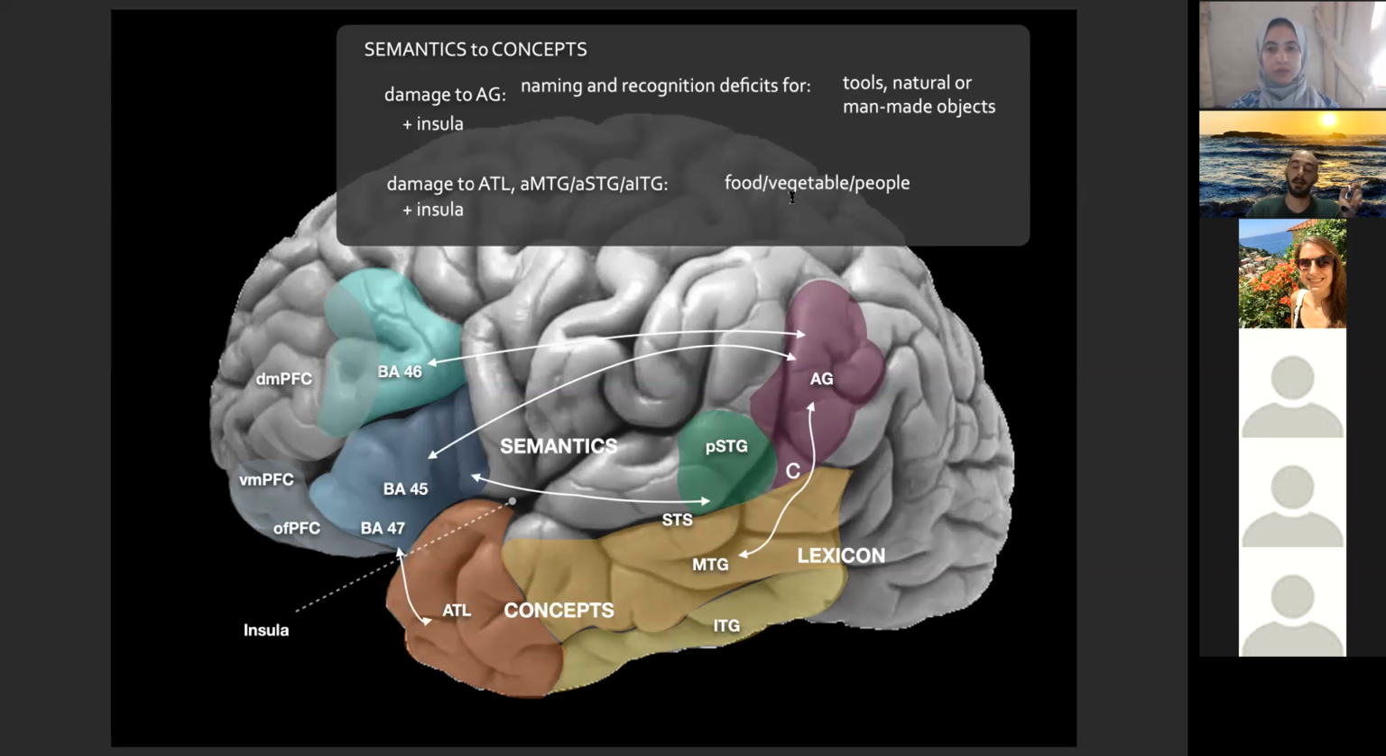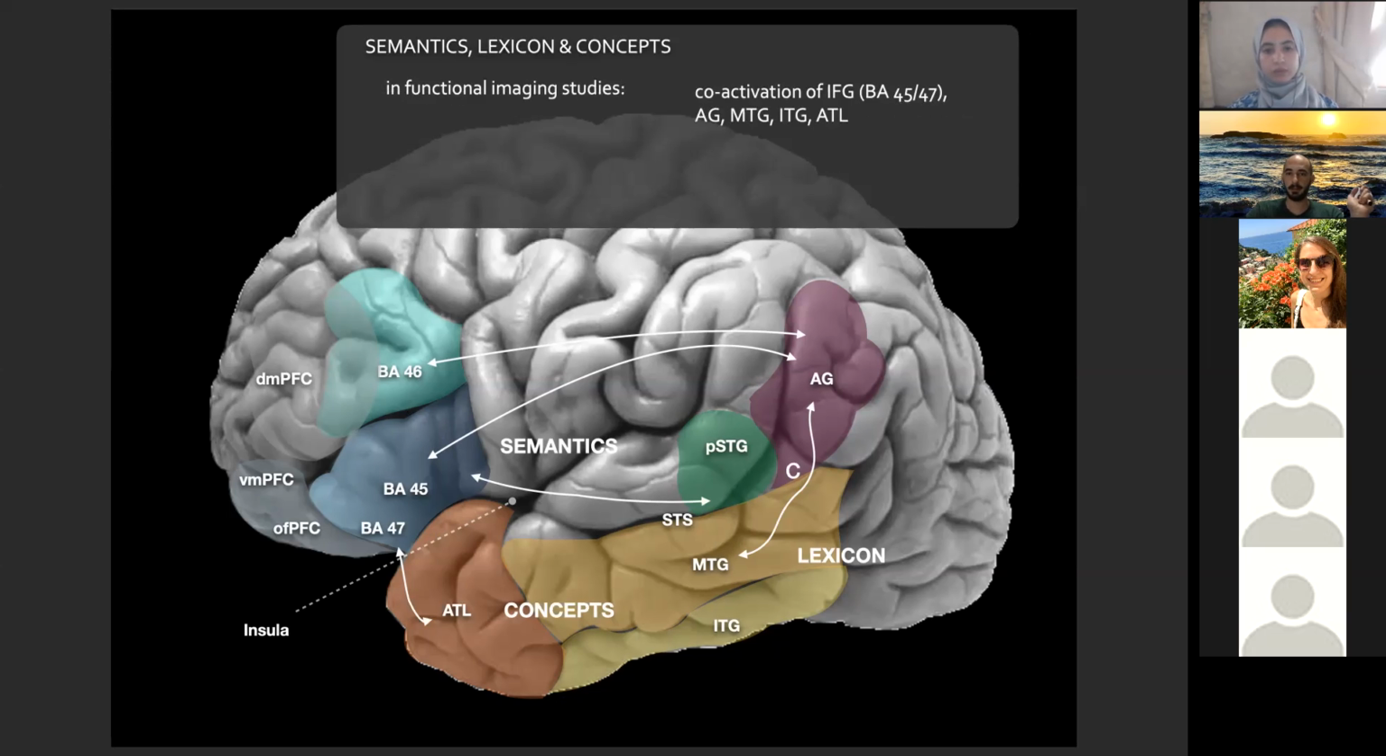But if these deficits affect food, vegetable, or specific people, they are usually associated with damage to the anterior temporal lobes. So ATL and anterior MTG, STG, and ITG, plus the insula again. So the damage to the insula, the left insula especially, but also the right insula sometimes, is associated with both these kinds of deficits, which tells us something about the role of the insula in modulating the whole network. Okay. Right. So what about putting things together, putting semantics, concept, and lexicon together, right?